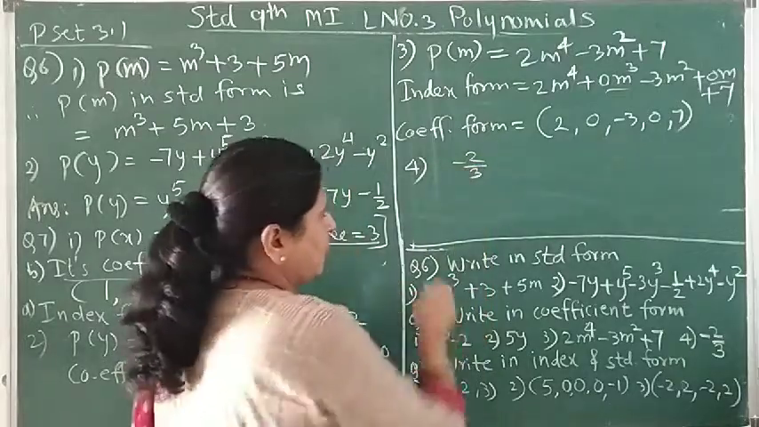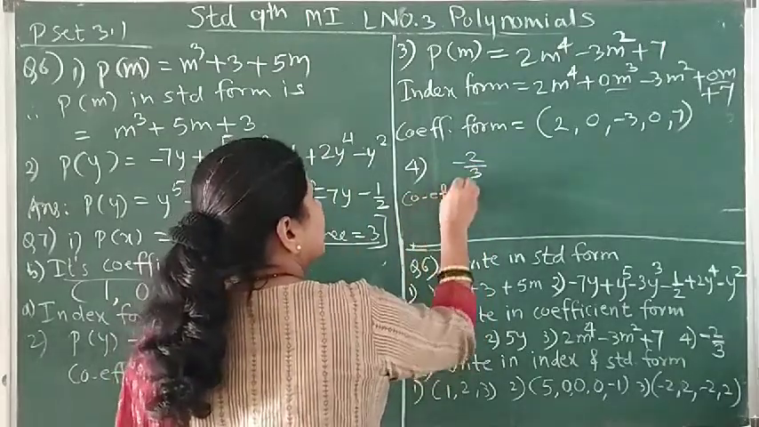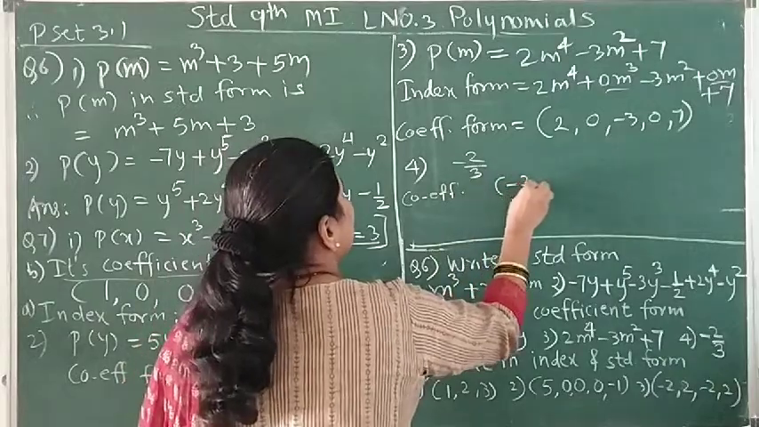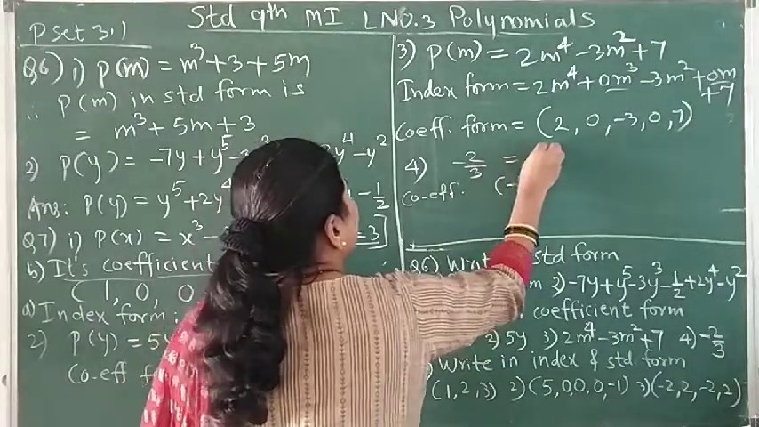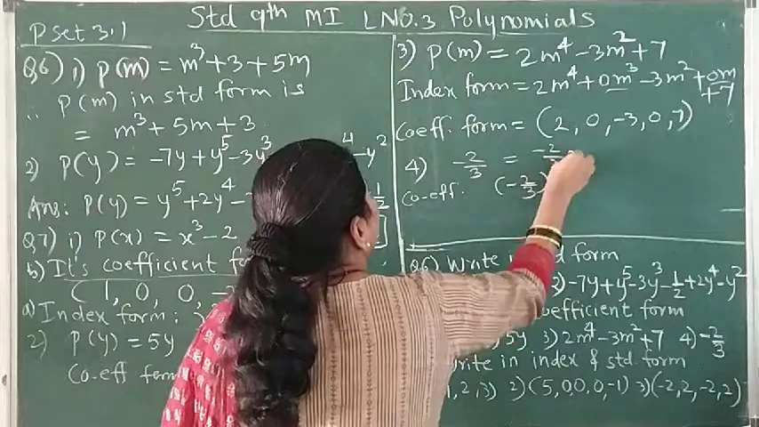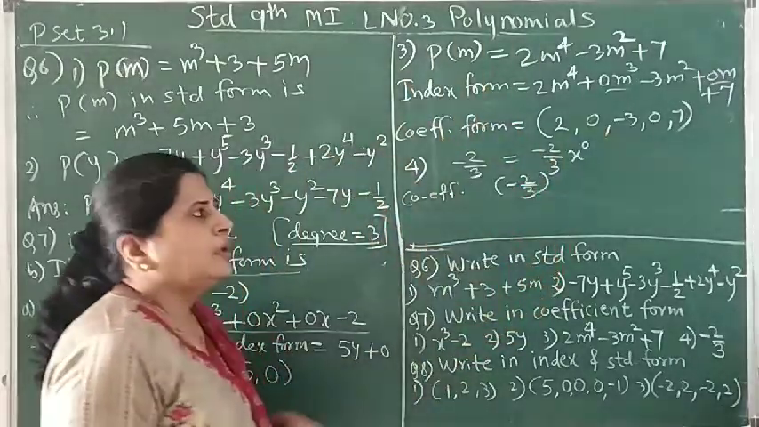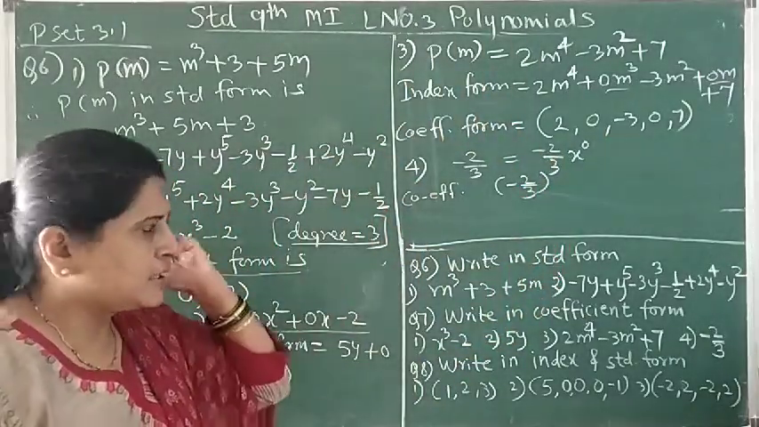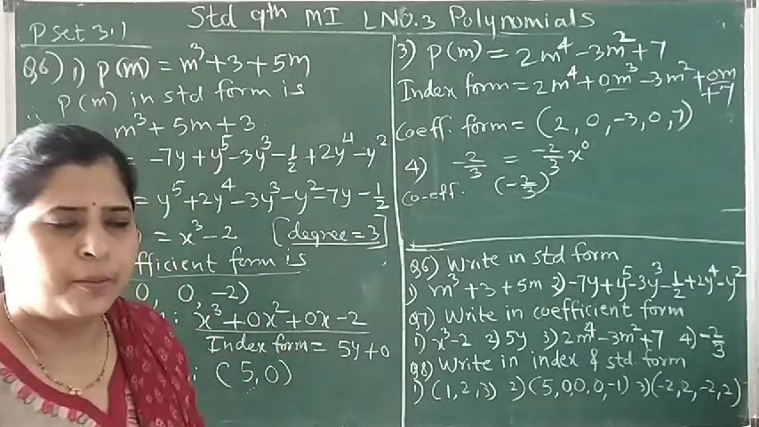Now the fourth one is a constant term, minus 2 upon 3. What is the coefficient form? Its coefficient form is the same. You can write minus 2 upon 3, because this can be written with any variable with power 0. That's the only thing we have to write. The coefficient form here is only the number.